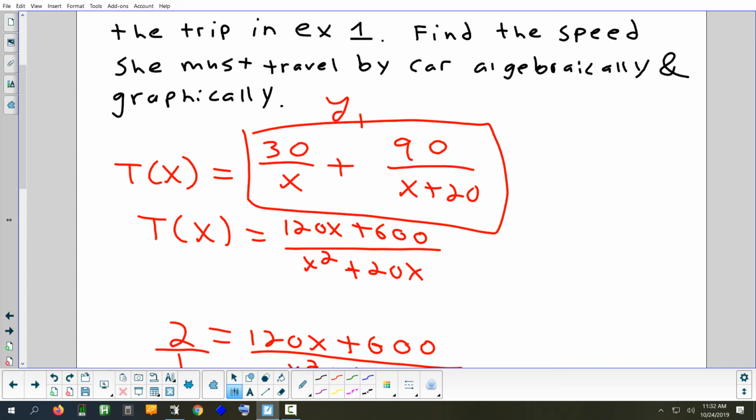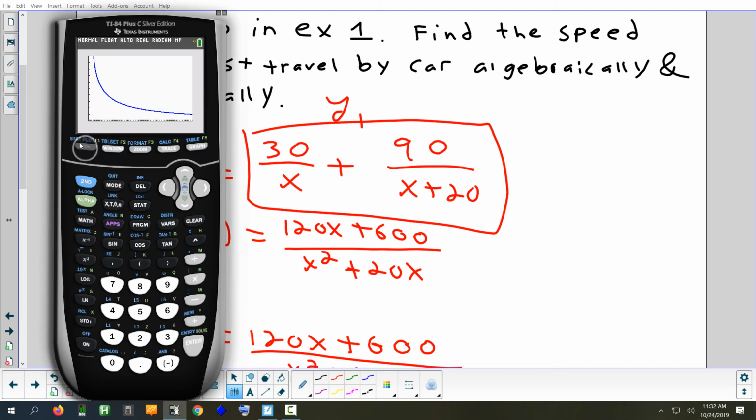Well, trace isn't going to give you it exact. I want it as exact as you can. You may be tracing and all of a sudden it skips where you want to go, because trace only moves in increments. So if you put a line at 2, then second calc, intersect. Put a line at 2, and it should be 46.5 miles an hour. Let's see. Intersect. And we get exactly the same thing.